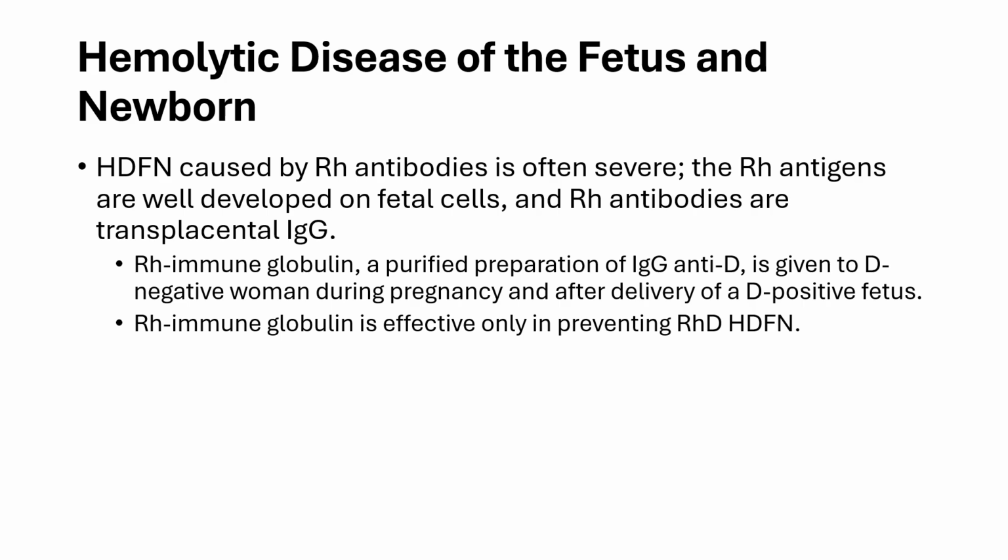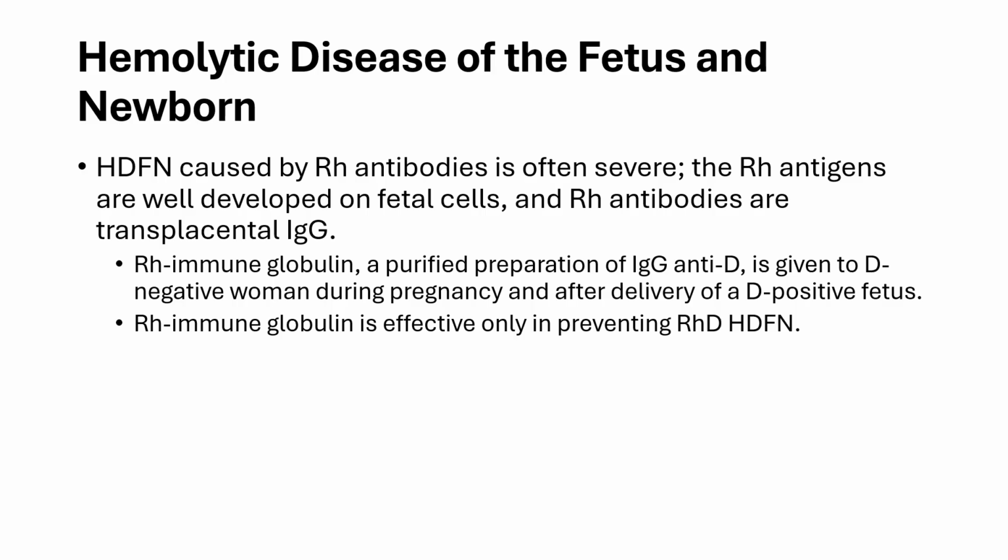Hemolytic disease of the fetus and newborn is caused by Rh antibodies, and this tends to be pretty severe because those Rh antigens, particularly the D antigen, are well developed on fetal red blood cells even in early gestation. Maternal IgG Rh antibodies can cross the placenta and bind to fetal red blood cells expressing the D antigen, which will then lead to their destruction or hemolysis.